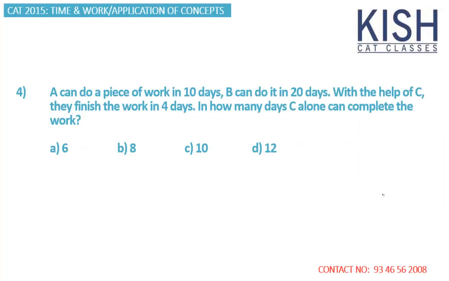Now the question is, in how many days can C alone complete the work? That's quite simple. We know the efficiency of C. We know the total work in terms of units also. Let's try it for about 10 units.